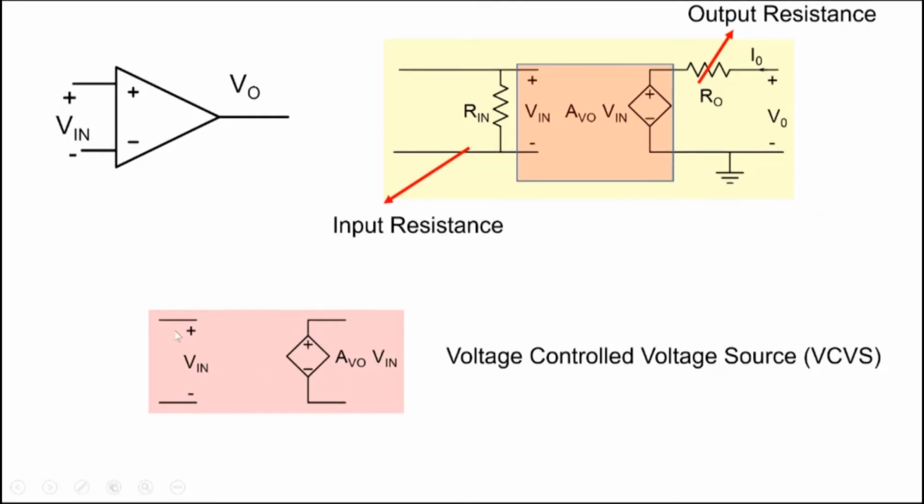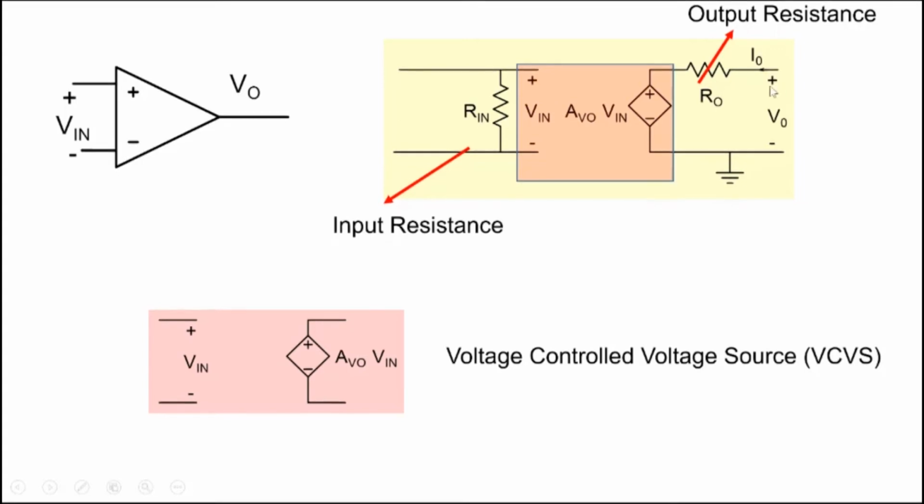So the value is controlled by another voltage here. In short, we call it VCVS, a voltage controlled voltage source. So to describe an amplifier, what we need is an input resistance, we need a voltage controlled voltage source, and we need an output resistance.